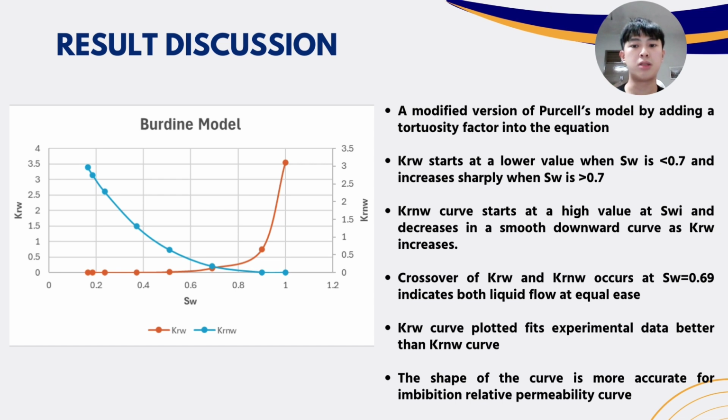Meanwhile, the KRNW curve starts at a high value at irreducible water saturation and decreases in a smooth downward curve as KRW increases. The crossover of KRW and KRNW occurs at water saturation equal to 0.69, which indicates both liquids flow with equal ease. From the shape of the graph, we can conclude that the KRW curve plotted fits the experimental data better than the KRNW curve, and it is more accurate for the imbibition relative permeability curve.